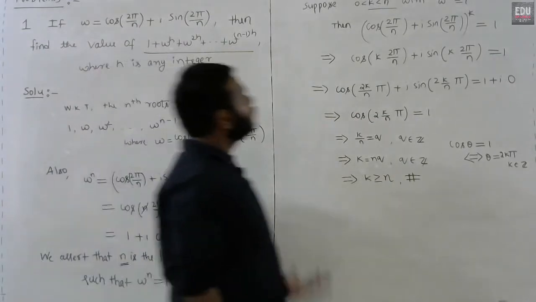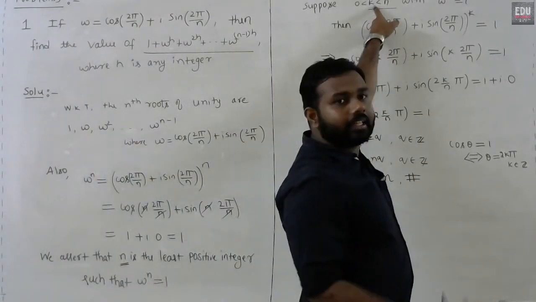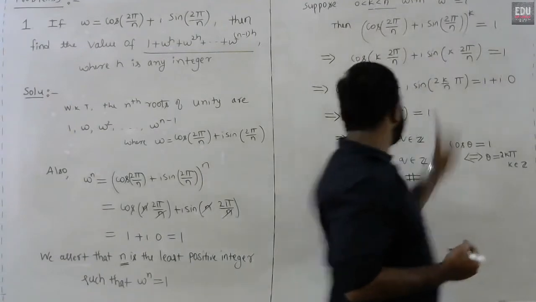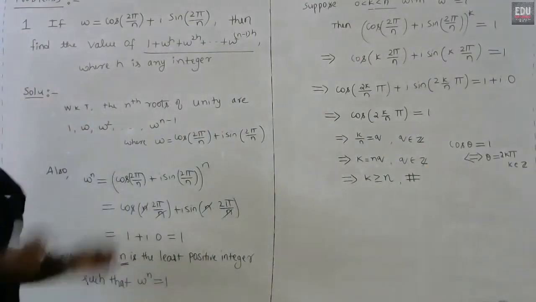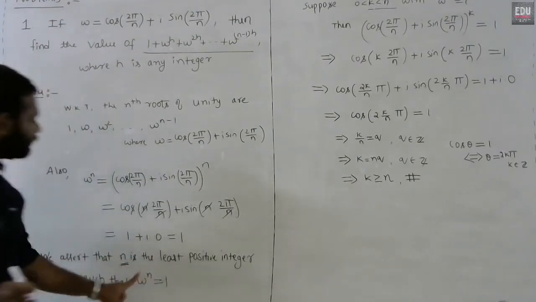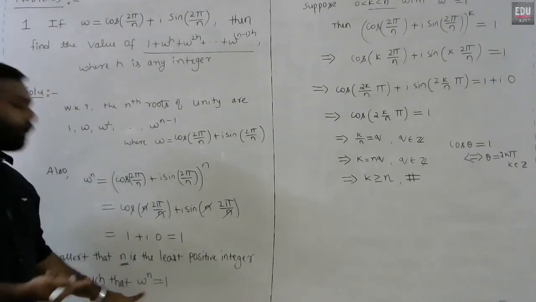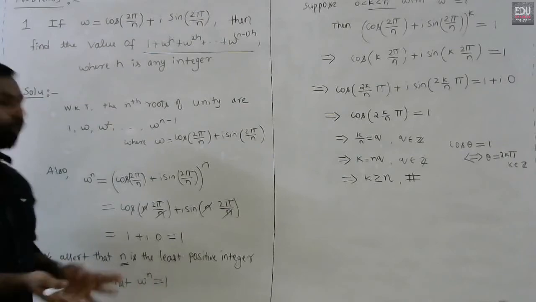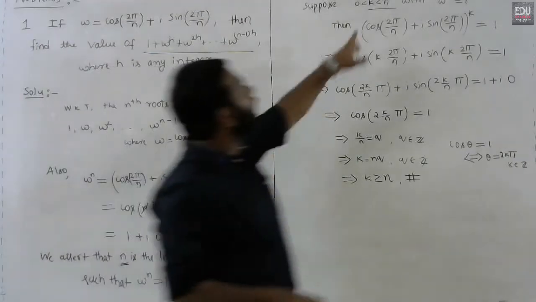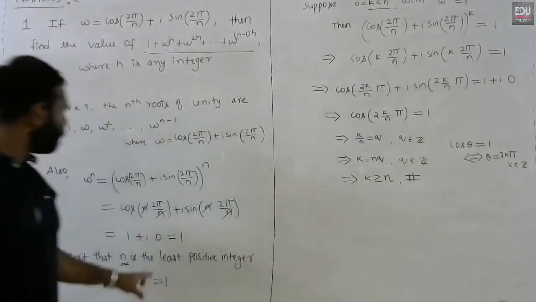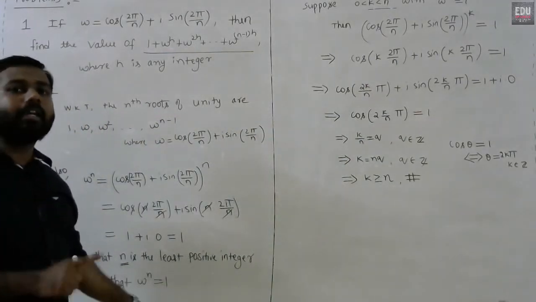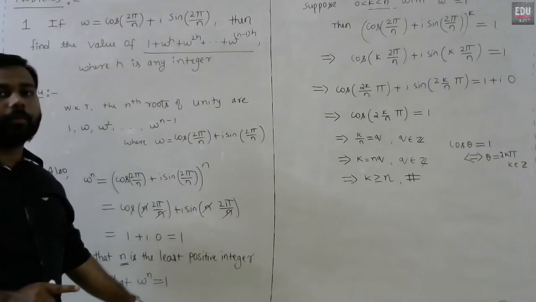So assuming that there is a positive integer less than n with this property, we get a contradiction. So it shows that n is the smallest positive integer such that omega power n is 1. So for any positive integer less than n, its omega power will not be equal to 1, right?